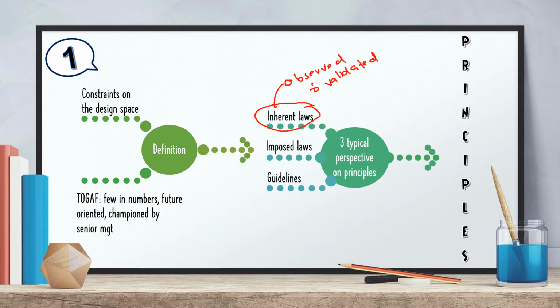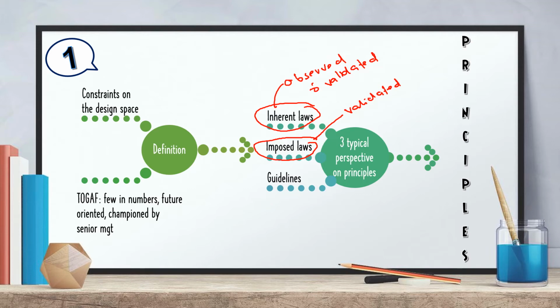And the second is the principle as imposed laws. Principle as imposed laws refers to properties of a system that can be validated. So the first one can be observed and validated, but this one can be validated. For example, traffic laws, and policies and regulations within an organization, for example, customer is always right. Those are basically what we call principles as imposed laws.